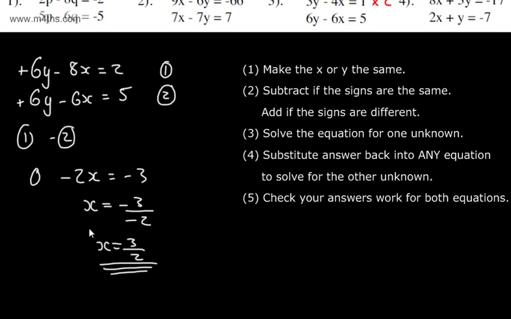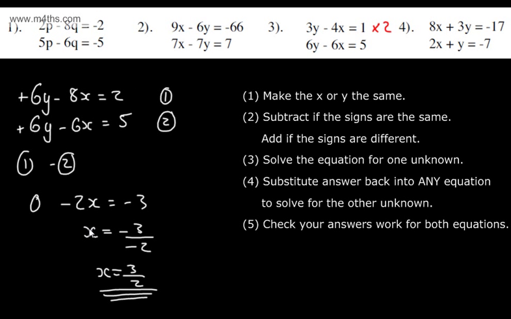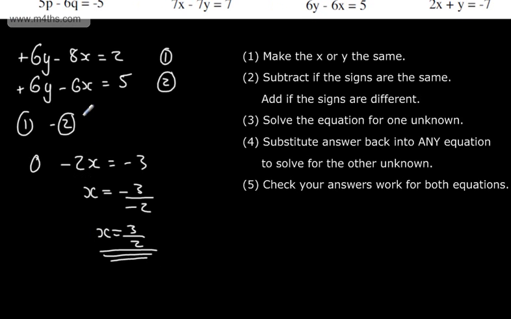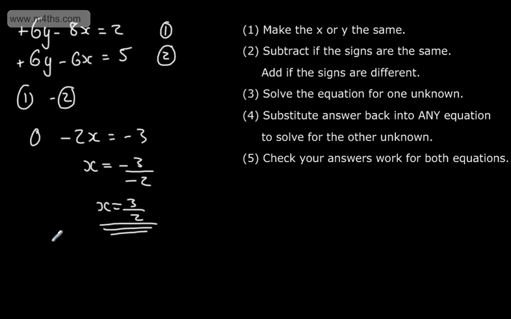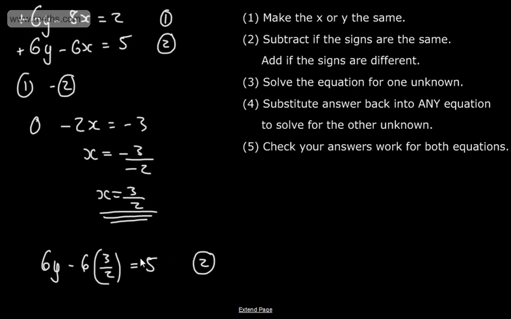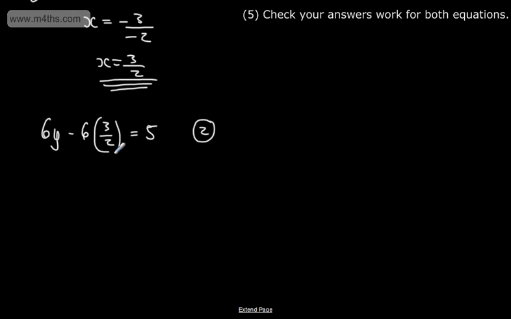I'm going to substitute that back in, and I need to substitute it back into one of the equations. If I put it into this one or this one, it really doesn't matter. So what I'm going to do is put it into equation 2. So what we're going to have is 6y minus 6 lots of 3 over 2 is going to be equal to 5. Now, if I've got 6 lots of 3 over 2, this is going to give me 9. So we've got 6y minus 9. 6 times 1.5 is 9, and that's going to be equal to 5.